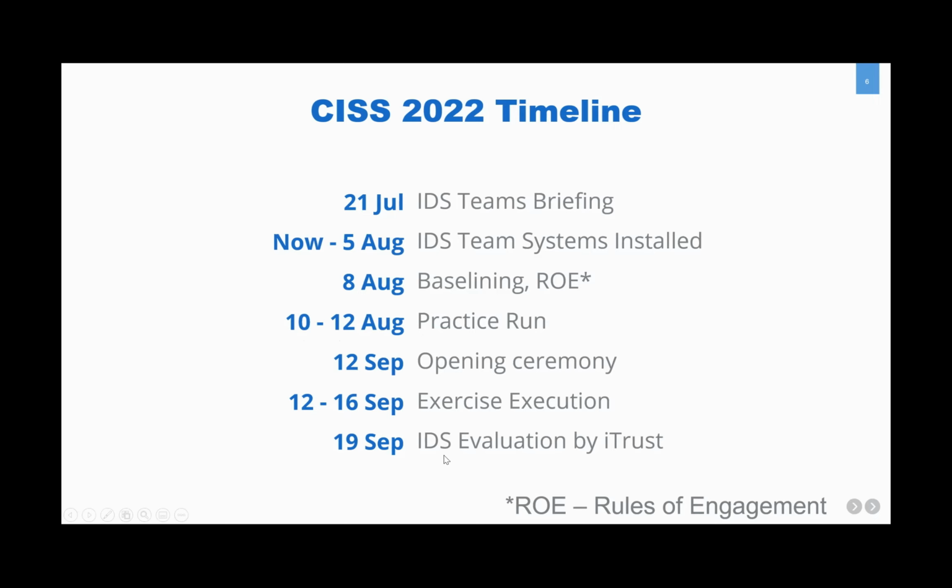And then there will be an important event on the 19th of September in which there will be an IDS evaluation exercise by iTrust. So all the IDS teams will be evaluated by iTrust, and the red team participating on this day will be iTrust's red team itself. So we will have a catalog of attacks against which we'll compare the performance of different IDSs, and we'll work closely with all of you, and I'll share more details about that later.